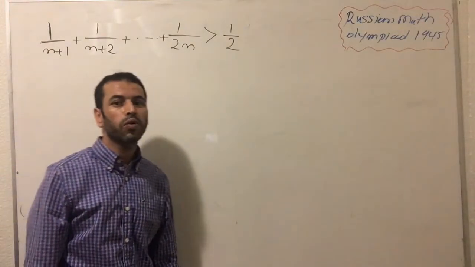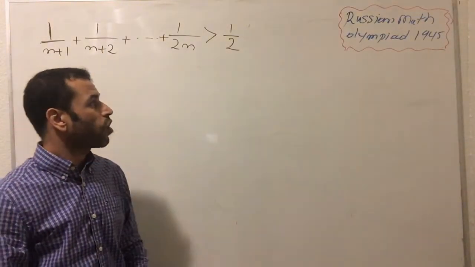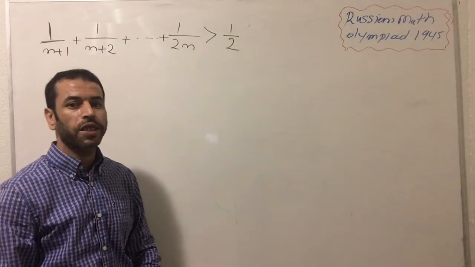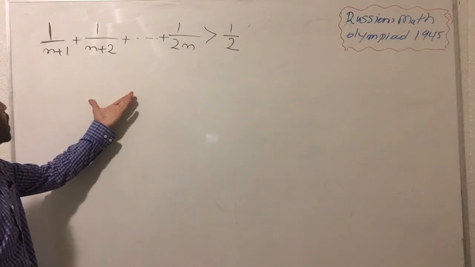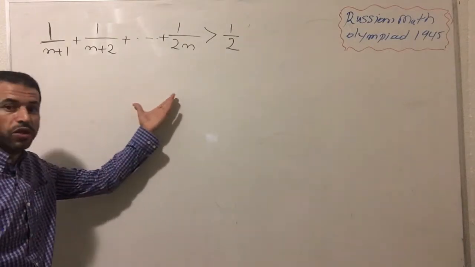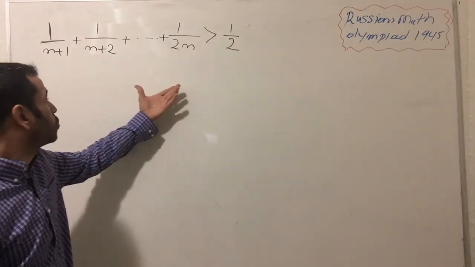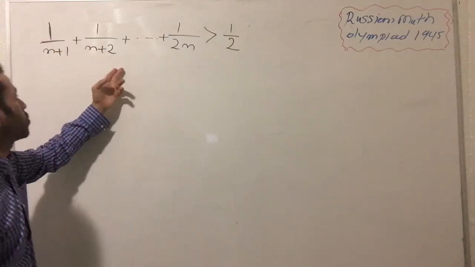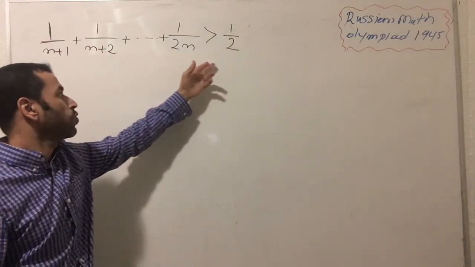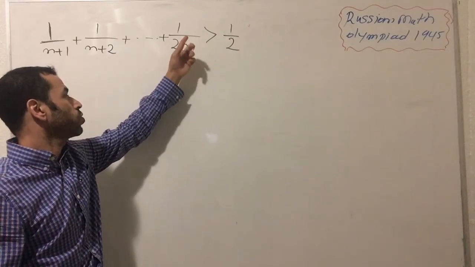In today's video, I'm going to do a very nice problem of the Russian Mathematical Olympiad of 1945. We have this inequality, we have this sequence. I'm going to prove this sequence, which is 1 over n plus 1 plus 1 over n plus 2, and so on and so forth, all the way down until you get the last term.